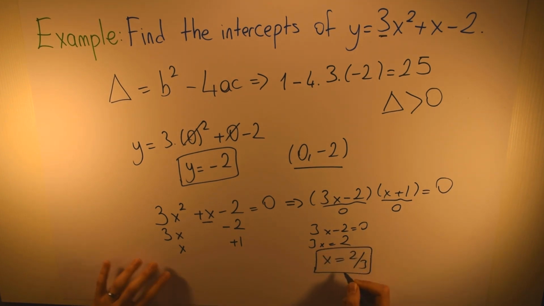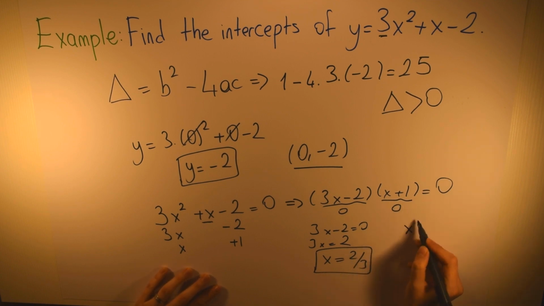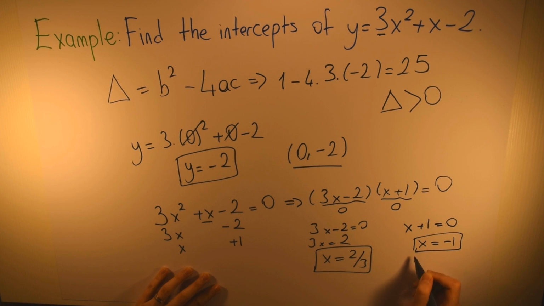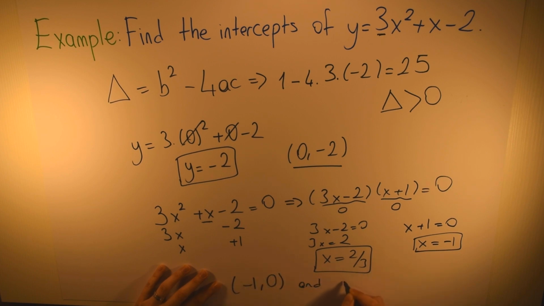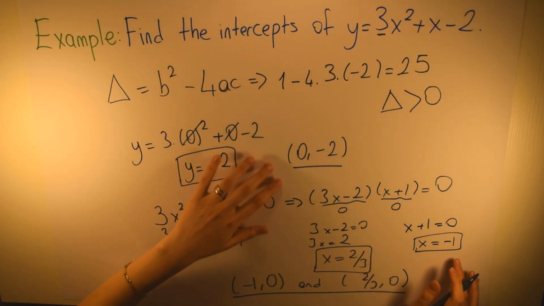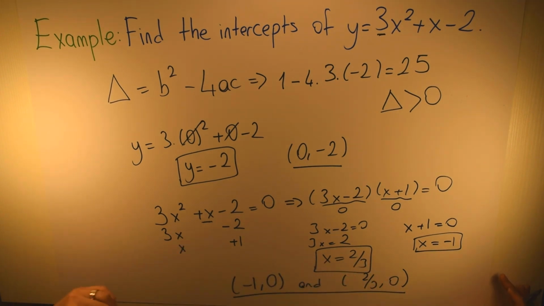This is our first x-intercept, and then x plus 1 is equal to 0, x equal to minus 1. This is our second x-intercept. So the x-intercepts are at the points (minus 1, 0) and (2 over 3, 0). Okay, so this is how you need to solve this kind of questions. This is the way you need to follow to get the right answer.